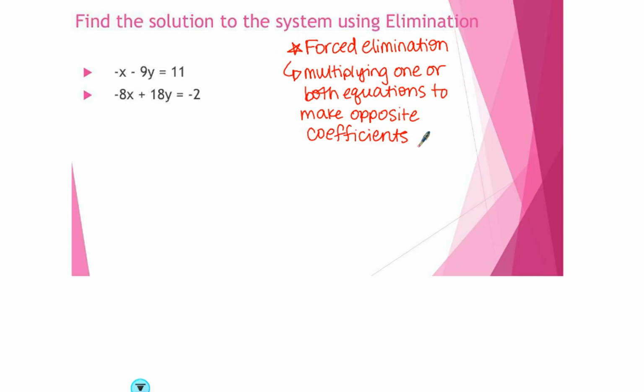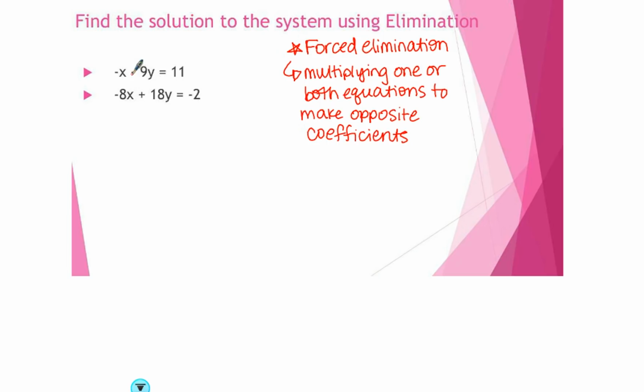There's lots of ways to do it. So looking at my x's, what could I multiply that top equation by so that it would cancel out with a negative 8x? Well, in order for it to cancel with a negative 8, I would need this to be a positive 8. So I can multiply the whole top by negative 8, because a negative times a negative would give me a positive 8 there. So that's one option.